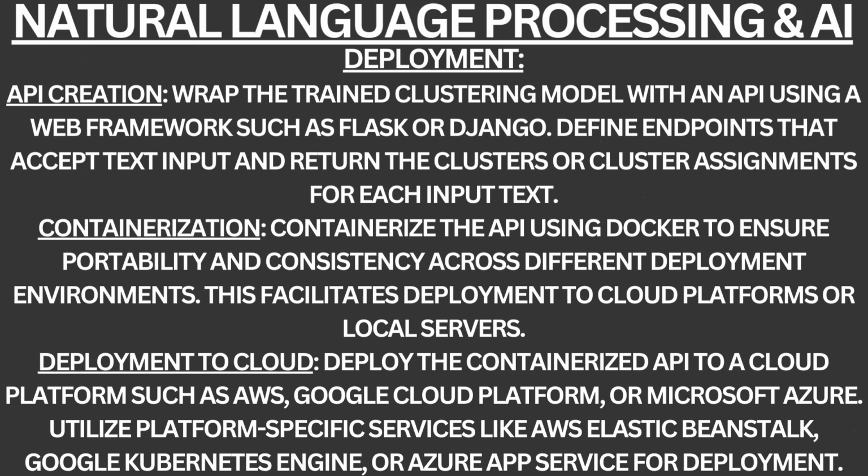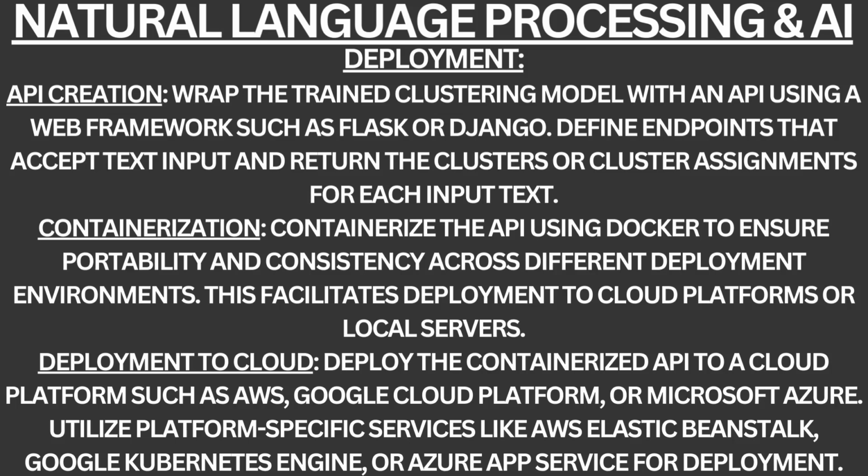Deployment. API creation. Wrap the trained clustering model with an API using a web framework such as Flask or Django. Define endpoints that accept text input and return the clusters or cluster assignments for each input text. Containerization. Containerize the API using Docker to ensure portability and consistency across different deployment environments. This facilitates deployment to cloud platforms or local servers.